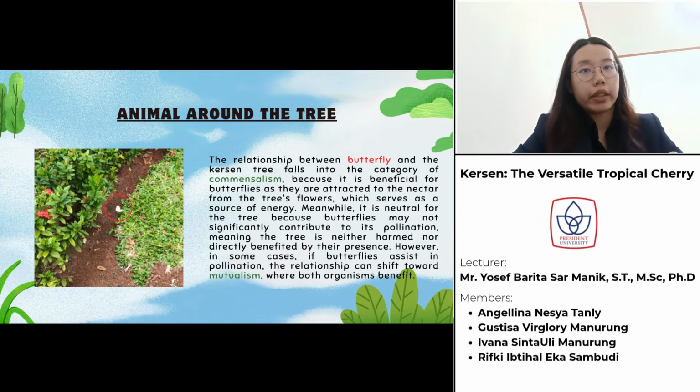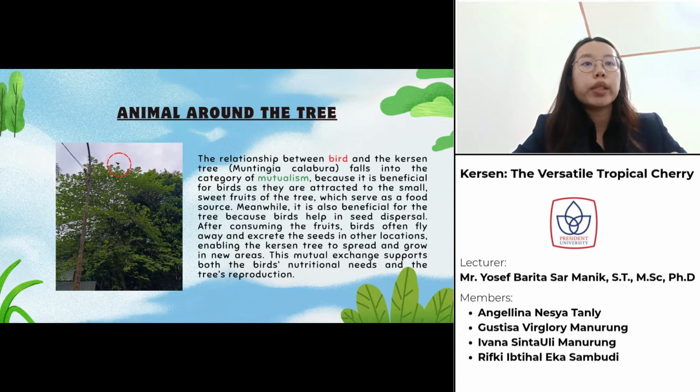Now let's talk about birds. Birds love eating the small sweet fruits from the Carson tree. After eating them, they fly away and drop the seeds somewhere else. This helps the tree spread and grow in new areas. So it's obviously a mutualism.